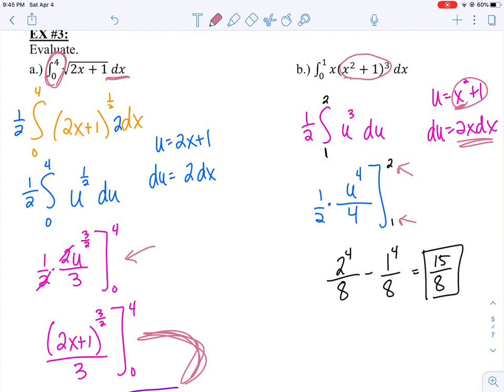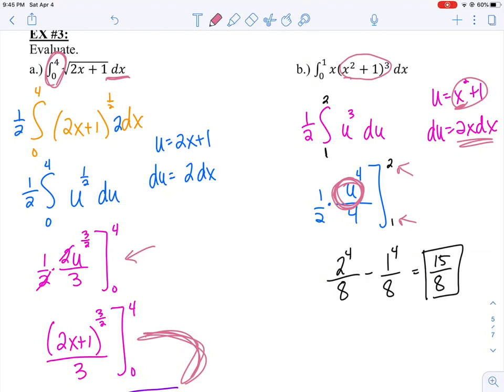Again, you could have kept the 0 and the 1, just back substituted this u in and called it back your x squared plus 1, and then substituted in your 0 and your 1, and you should have gotten the same answer. So whatever technique you'd like, just be careful not to combine the two. If you have x limits, make sure you plug back in your x expression. If you have u's, then you can use your u limits.